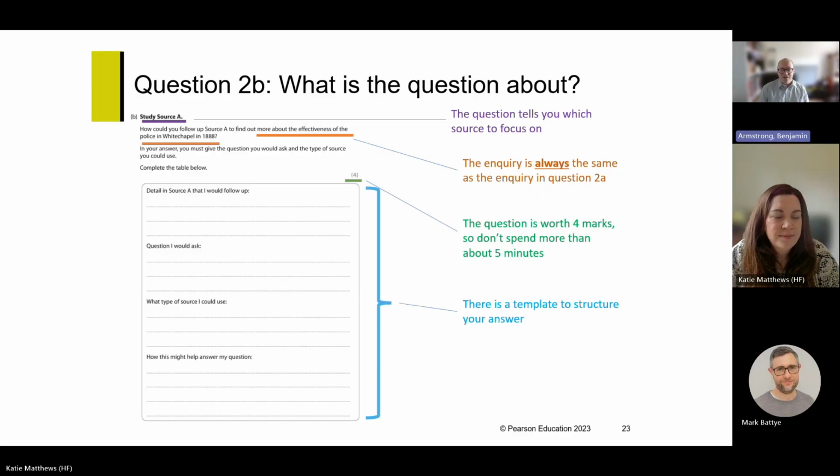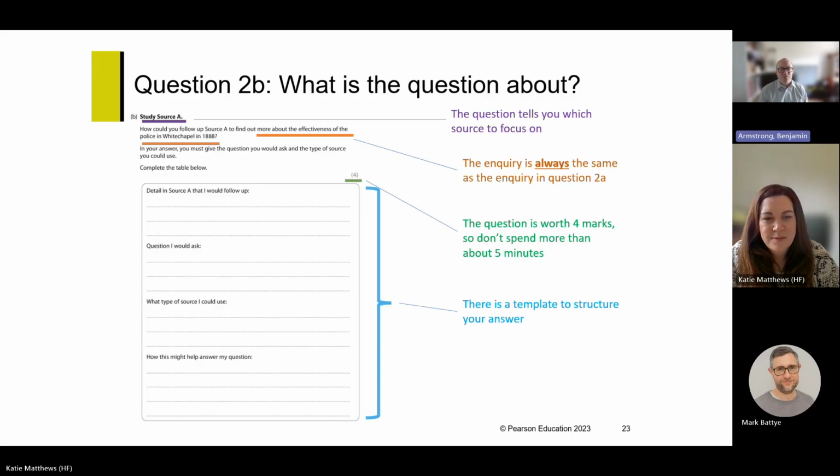So the question is structured with 4 answer spaces, and it does that to help lead you through what the examiner is looking for. So at the start of the question, it says, study source A. And that's a crucial detail not to miss. It will tell you which of the sources it's asking about. And if you answer about the wrong source, well, your answer won't be relevant. So make sure at the very beginning you check if it's asking about A or B, and then focus on the correct source.